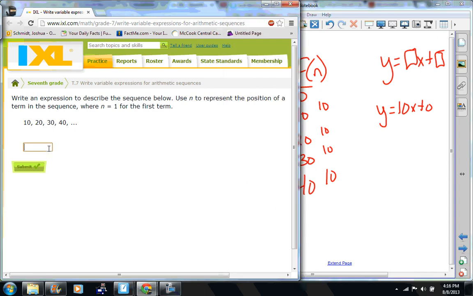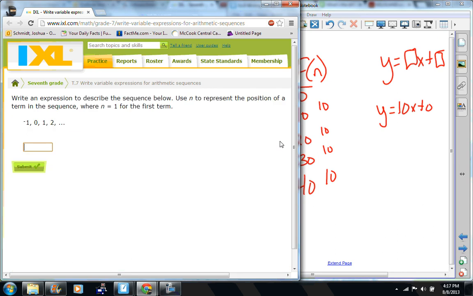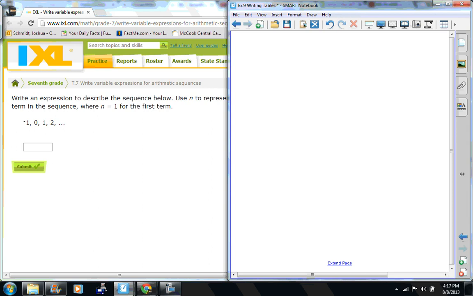They want it presented as 10n, and I'm going to do plus 0 this time. And it actually counts it wrong, but if you look, they mean the same thing. So for the sake of the IXL stuff, don't add the plus 0. If you're on a quiz or a test and you add plus 0, I'll give you full credit. I don't have a problem with that at all. Okay, so now that we got tricked by the website here, let's try one last one. It is correct, but the website's tricky sometimes.